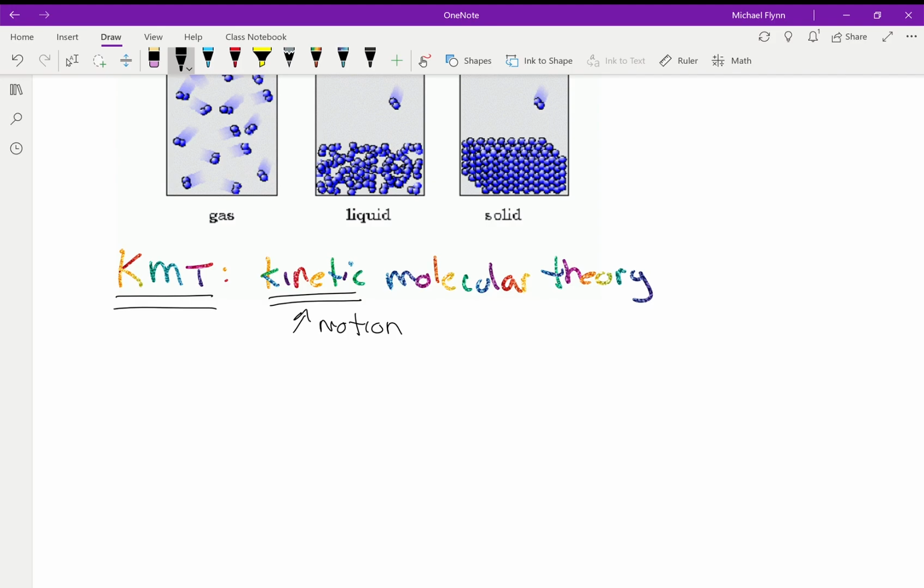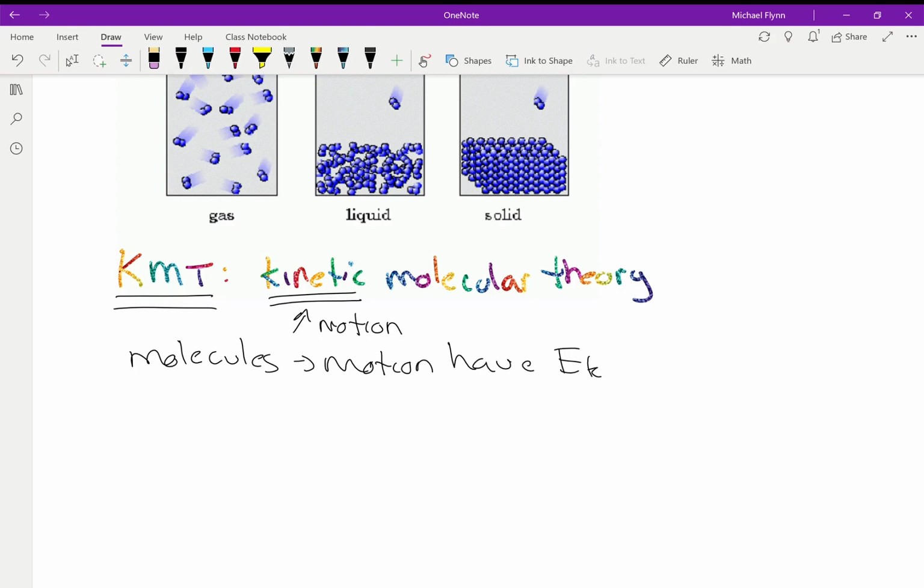And if molecules are in motion, they have kinetic energy, okay? Because kinetic energy is the energy of a moving object. Well, if a molecule is in motion, it has kinetic energy. And since anything that has a temperature above absolute zero, which is everything in the universe, that means that matter is constantly moving somehow.